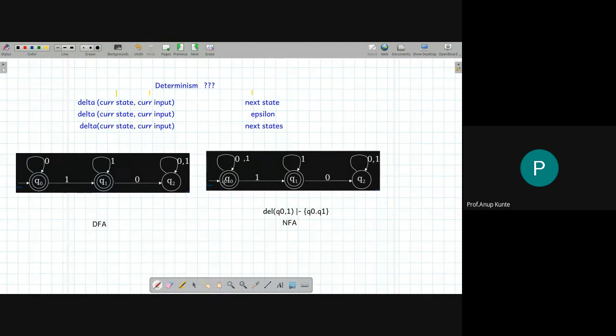But when I'm in q0 and there is input 1, so this is one particular call to function delta with q0 and 1. Now, if you see the outgoing arrows from this state labeled with 1, there are 2. Since there are 2 arrows, there will be 2 next states that I can reach. I can reach q0 from q0 if I follow this path, and I can reach q1 from q0 if I follow this path. So now I can, sorry, this has to be a comma.